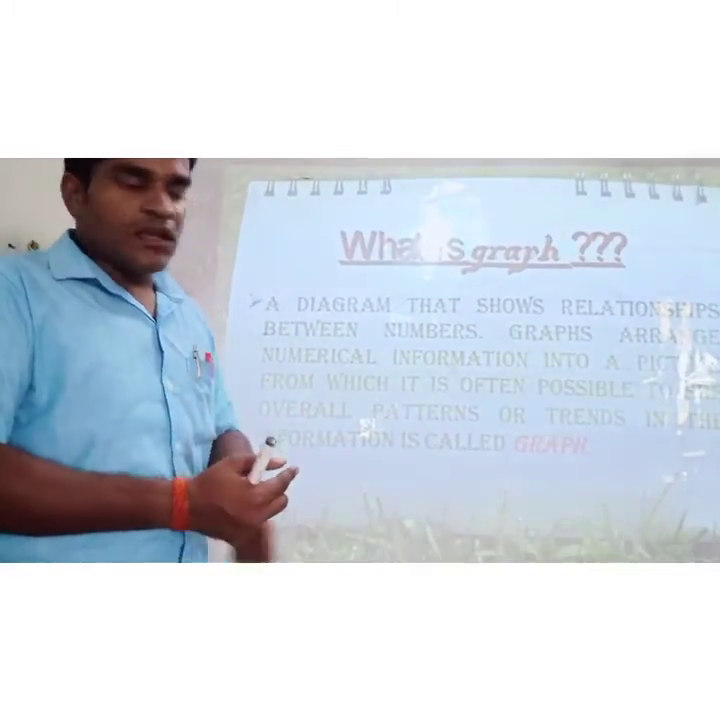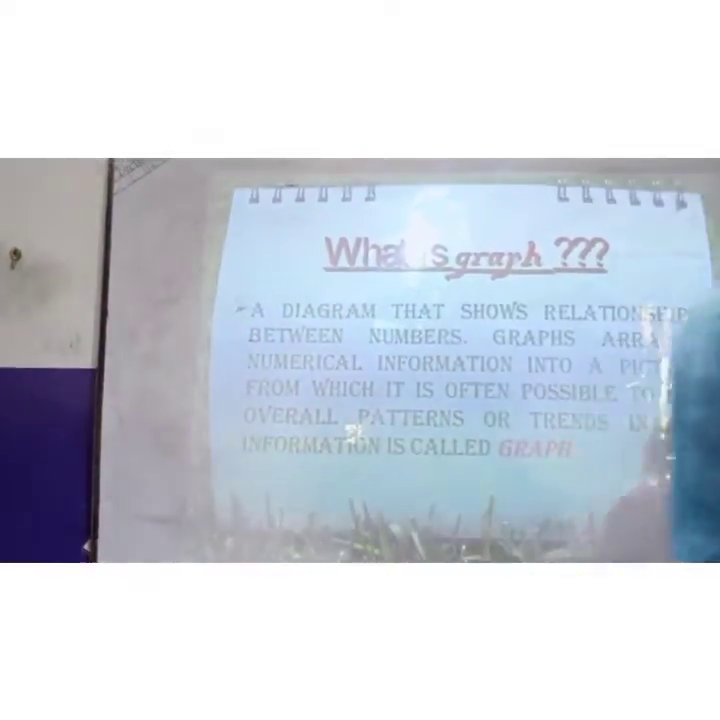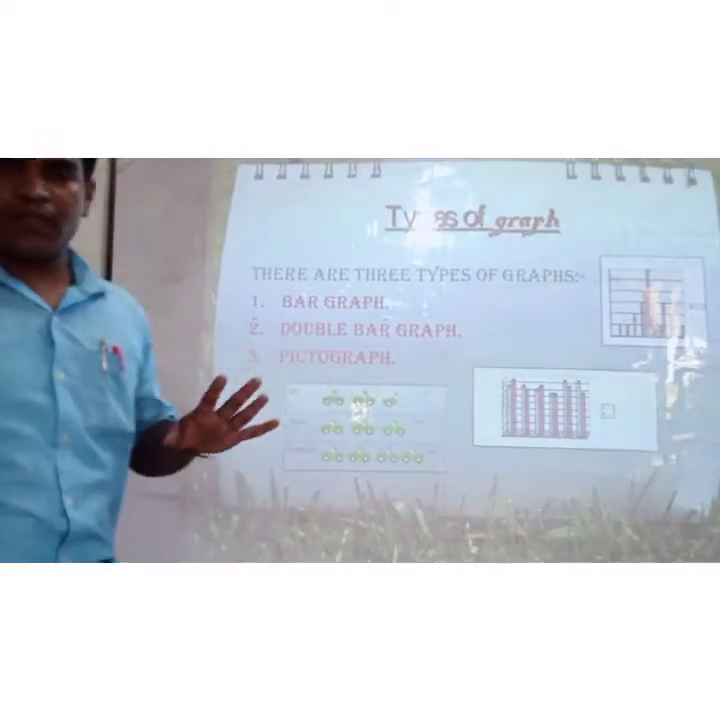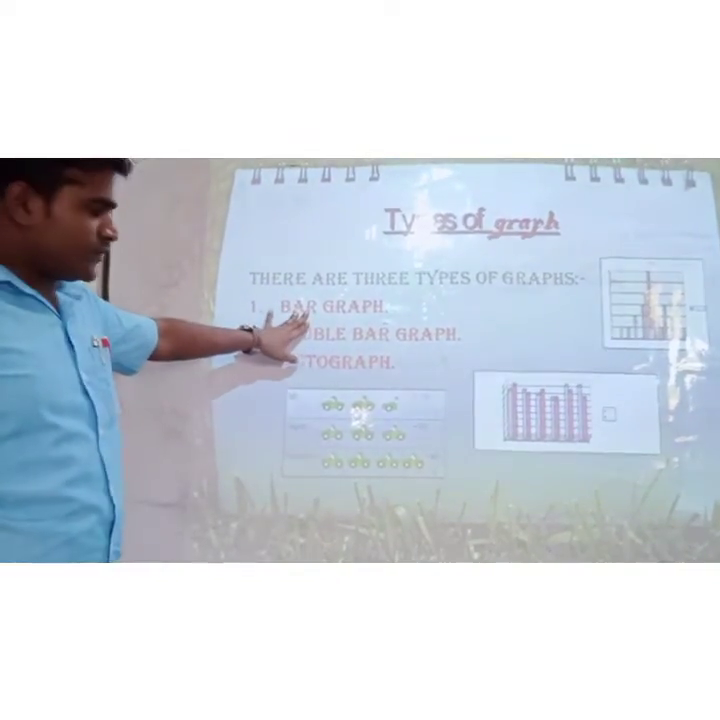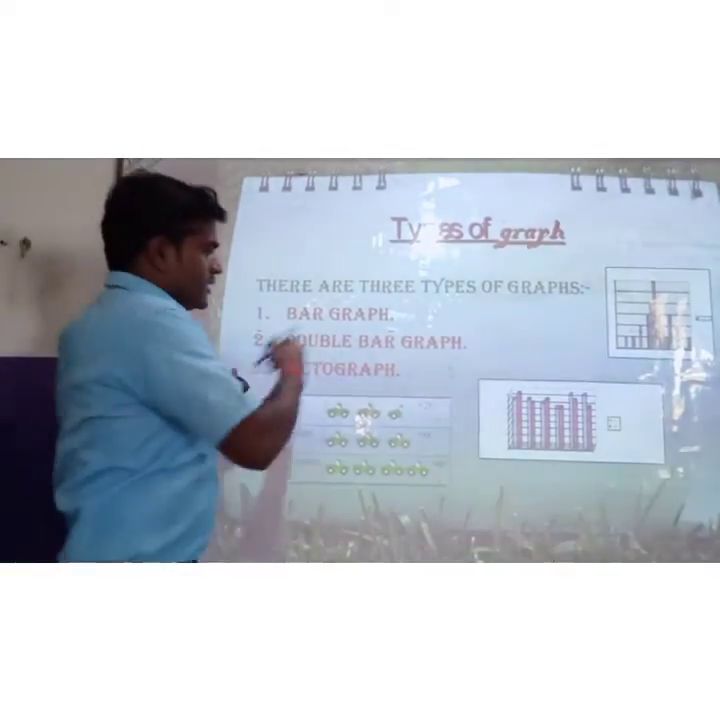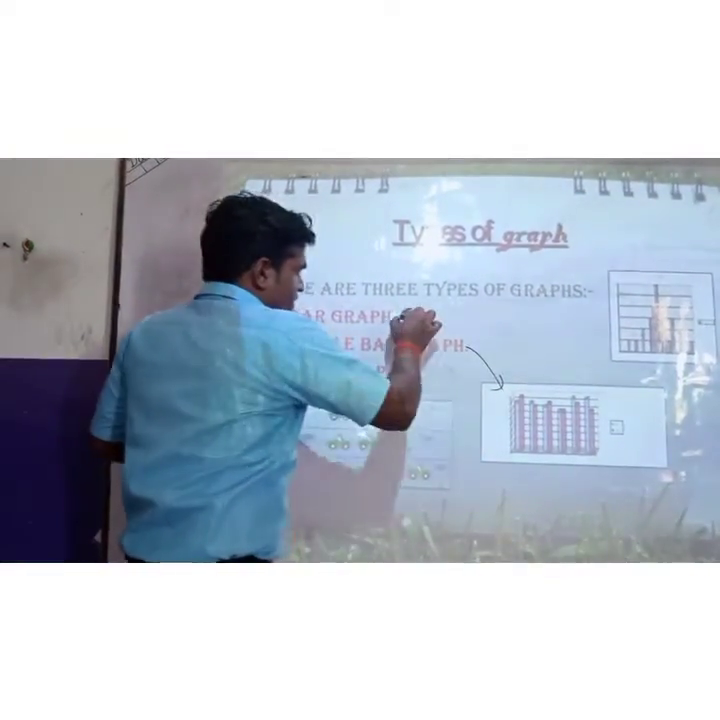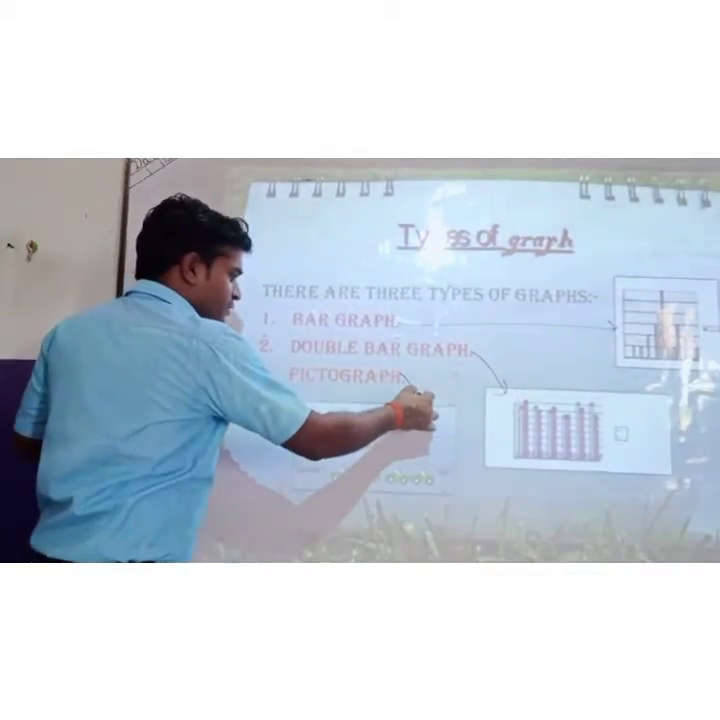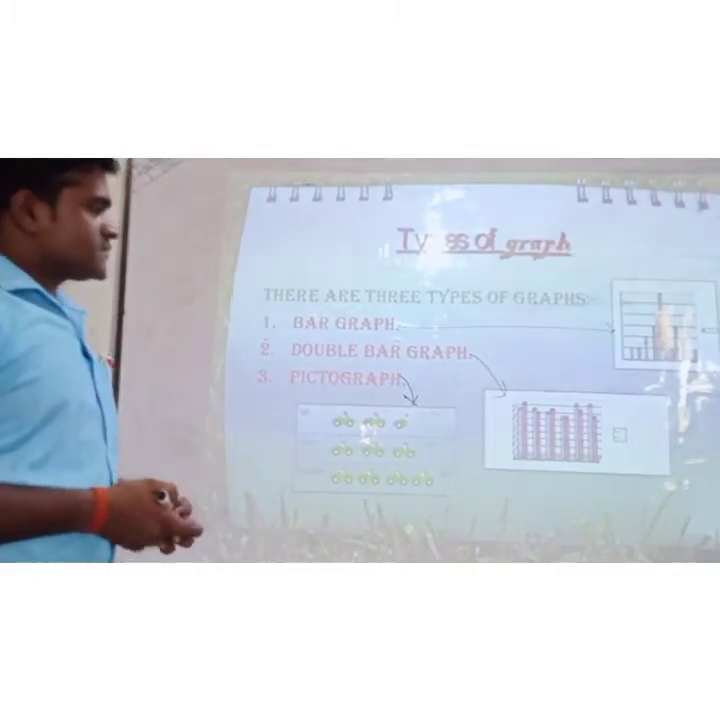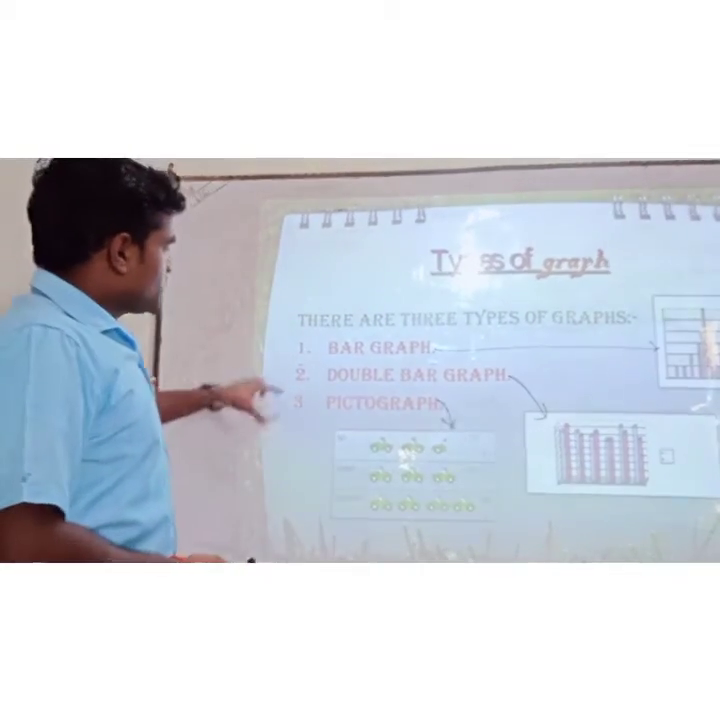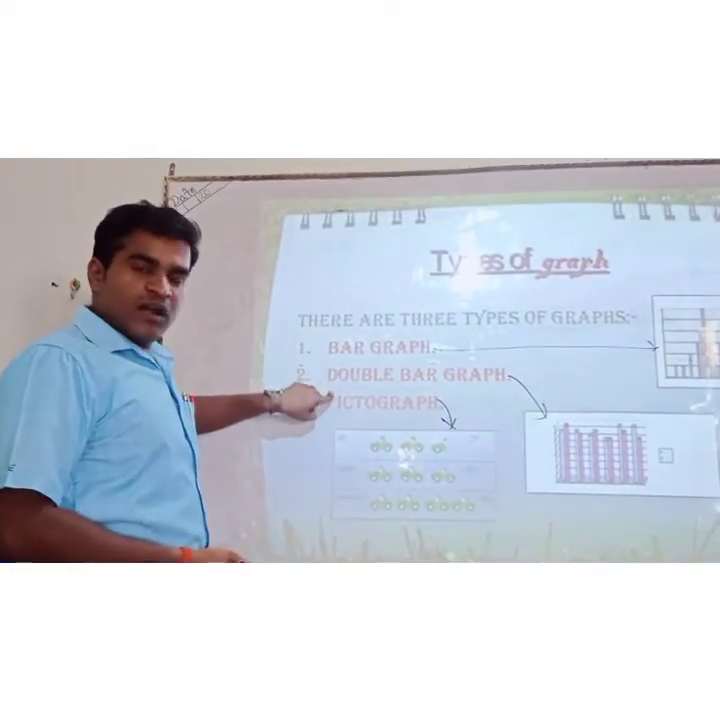Okay, children. So, types of graph. There are three types. First, bar graph. Second, double bar graph. This is the bar graph and this is the double bar graph. And the third one is the pictograph. Students, in this class, in grade 7, we have to study only bar graph and double bar graph.